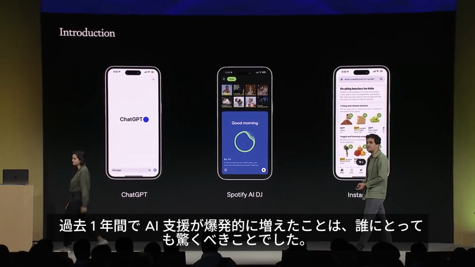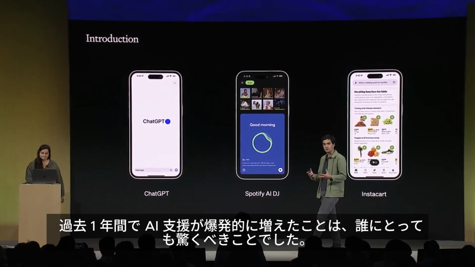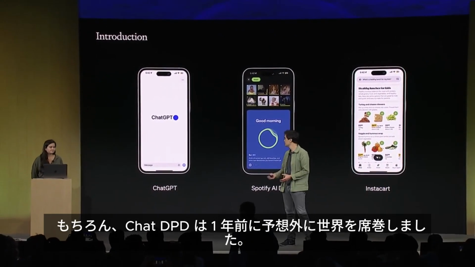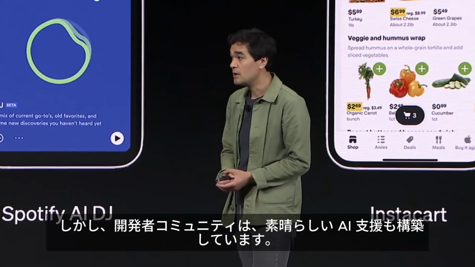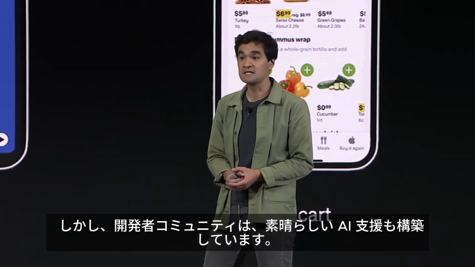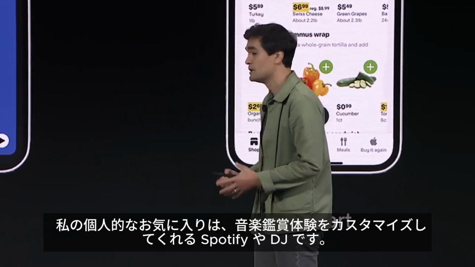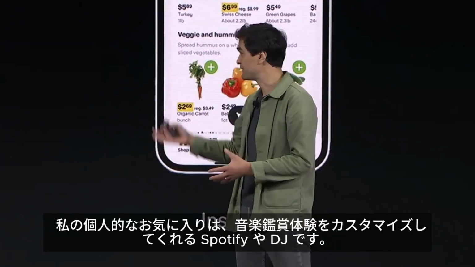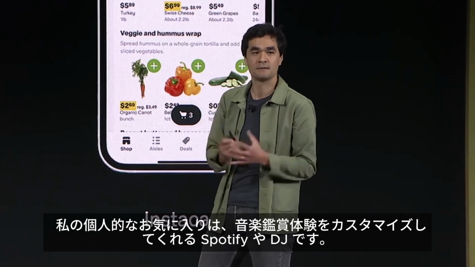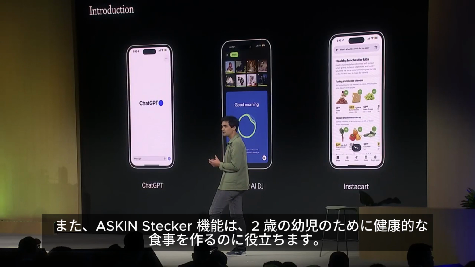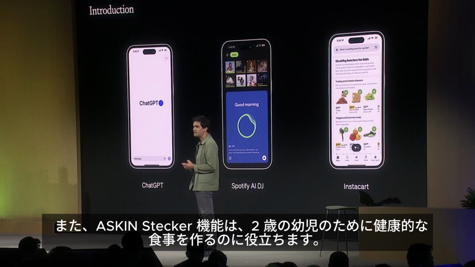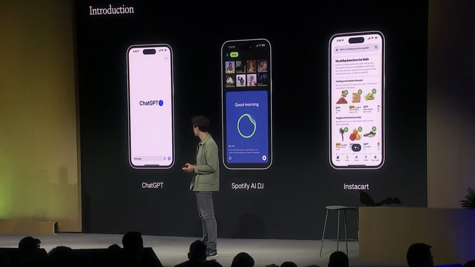It shouldn't be a surprise to anyone that there has been an explosion of AI assistants in the past year. ChatGPT, of course, unexpectedly took the world by storm a year ago. But the developer community has been building some amazing AI assistants as well. Some of my personal favorites are Spotify AI DJ, which personalizes my music listening experience, and the Ask Instacart feature, which helps me put together healthy meals for my 2-year-old toddler.